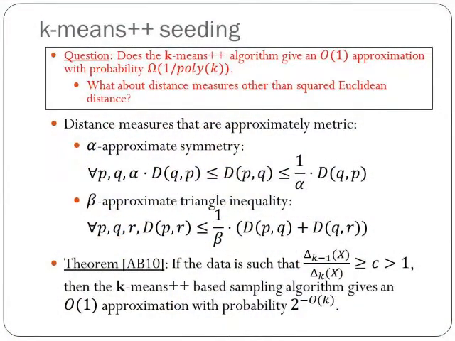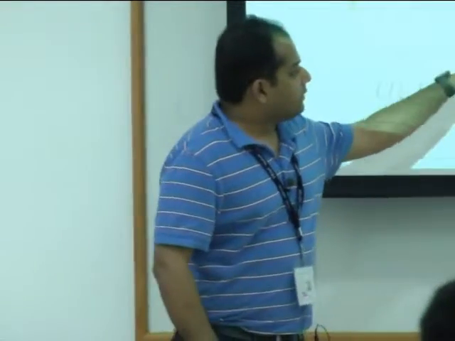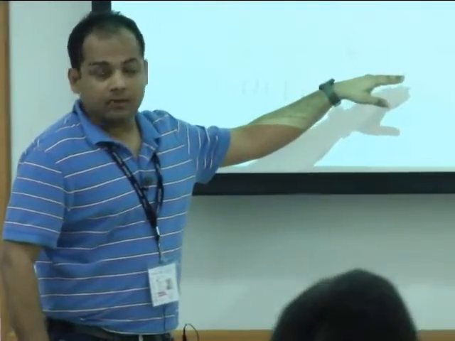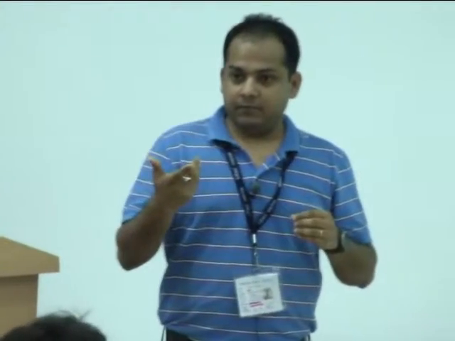Okay, now Ackermann and Blomer had already shown that if the data is separable, then the k-means plus plus based sampling algorithm gives an order 1 approximation with probability exponentially small in k. I have changed a little bit here: instead of saying k-means plus plus algorithm, I am saying k-means plus plus based sampling algorithm, because the distance measure has changed. But the idea remains the same.